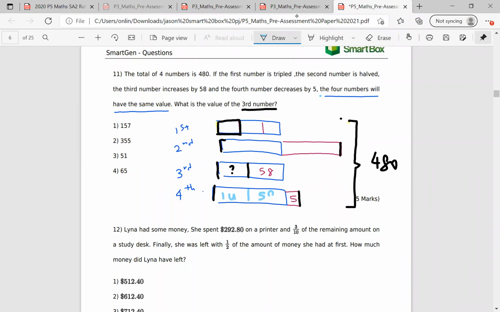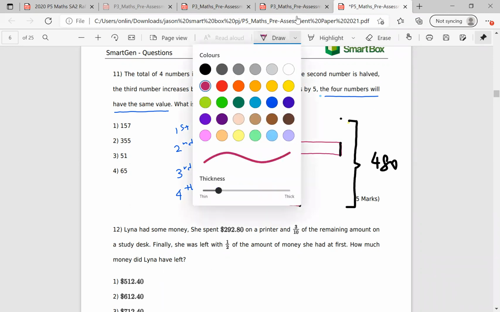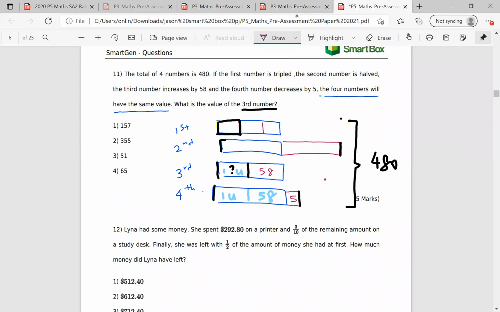Here is 58, because I'm putting in the number here. So here will also be 1 unit. And then if I actually do a cutting here, to be fair, here will also be 58. And then here is also 1 unit. And then this will be 1 unit and 58 as well. And then this whole thing here, by right, should be equal to 1 unit plus 58 as well.